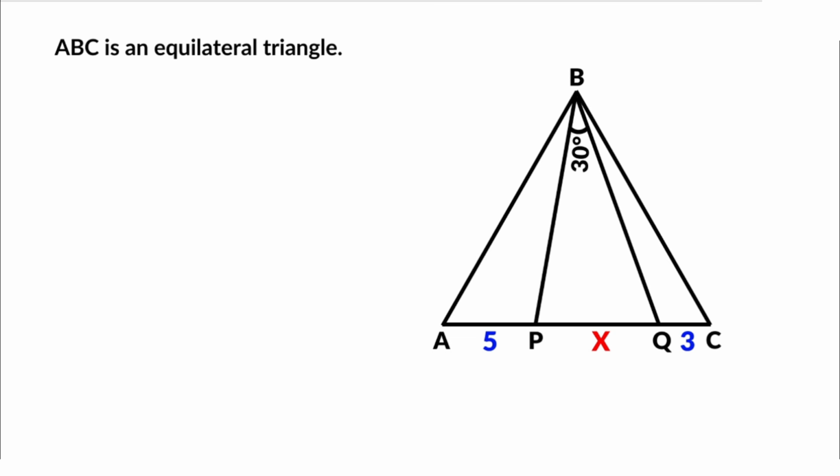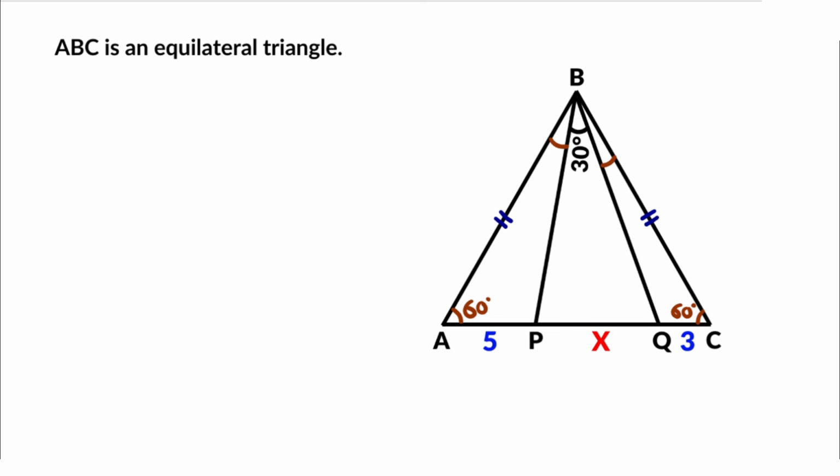Since triangle ABC is equilateral, every interior angle measures 60 degrees, and all 3 sides are equal. Let's begin by looking at the angles around the top vertex, B. The entire angle ABC is 60 degrees. We already know the middle angle, PBQ, is 30 degrees. That means the remaining 2 angles must add up to the other 30 degrees.